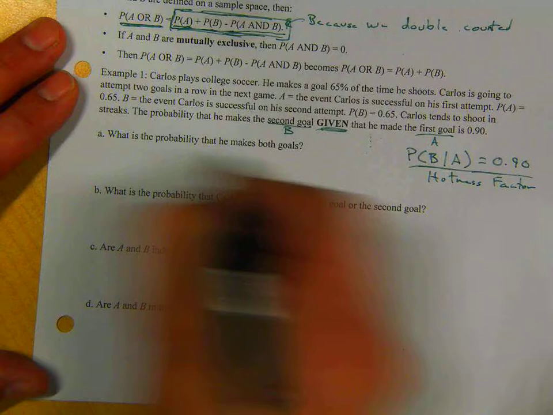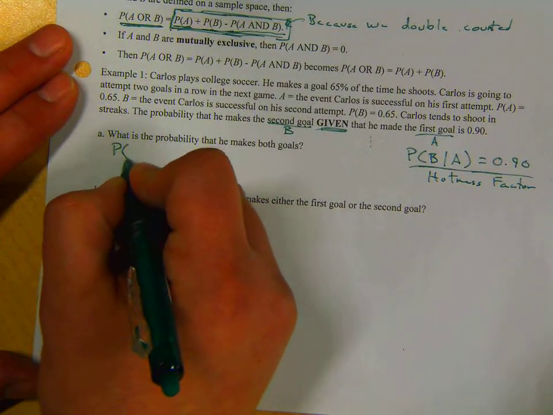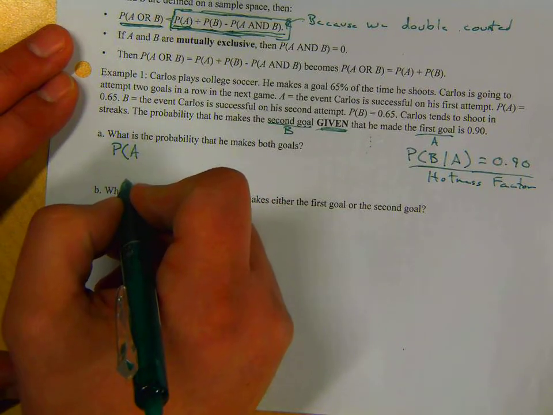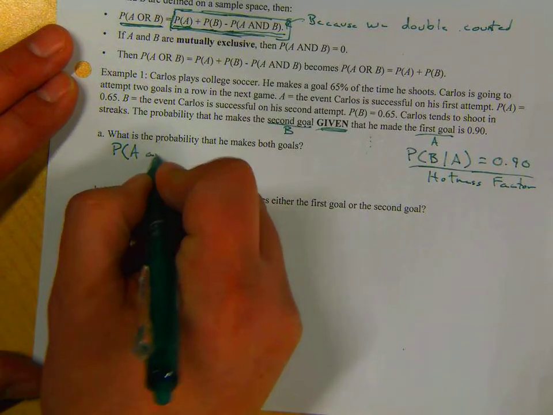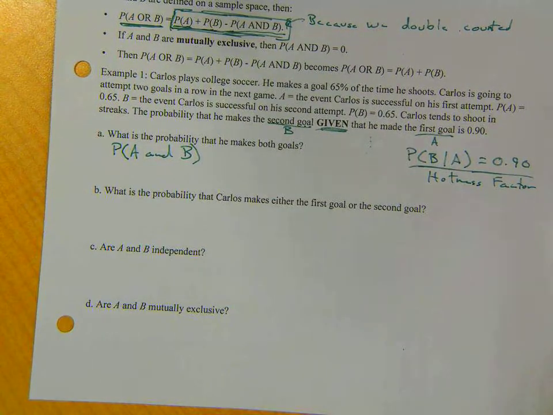So let's talk about what we want to accomplish here. I want the probability that he makes both goals. So both A, how would I say this, and B. Both goals, the first one and the second goal. You get the words? So I want to calculate the probability of A and B.